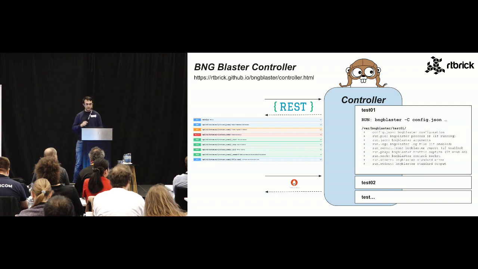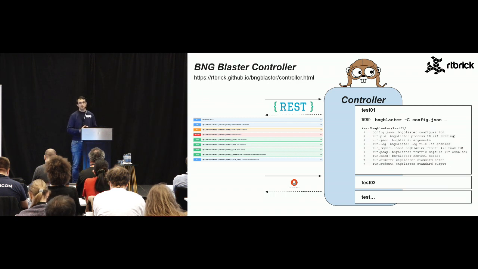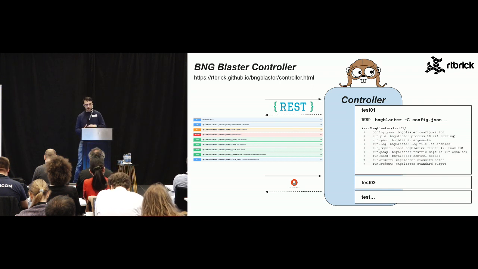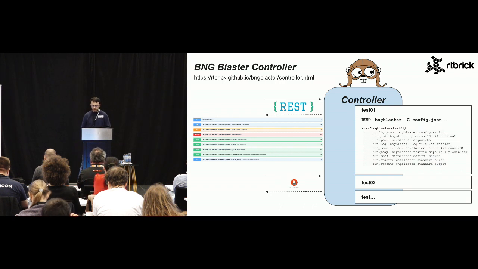Therefore we have the BNG Blaster controller. It's also open source. And this is a tool, or a daemon, which provides you a REST API for this. Internally, we use Robot Framework to automate all our tests. And then you have a REST API endpoint to create test instances, provide the test configuration, start your tests, interact with your tests, and even download the report files, the PCAPs, and so on. And it also provides a Prometheus metric interface.